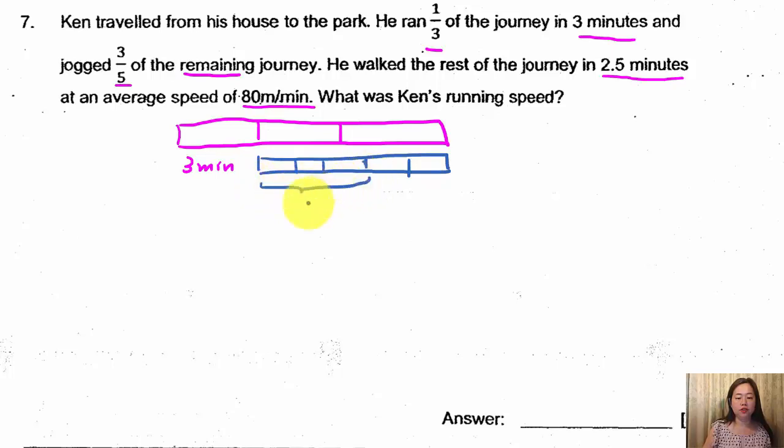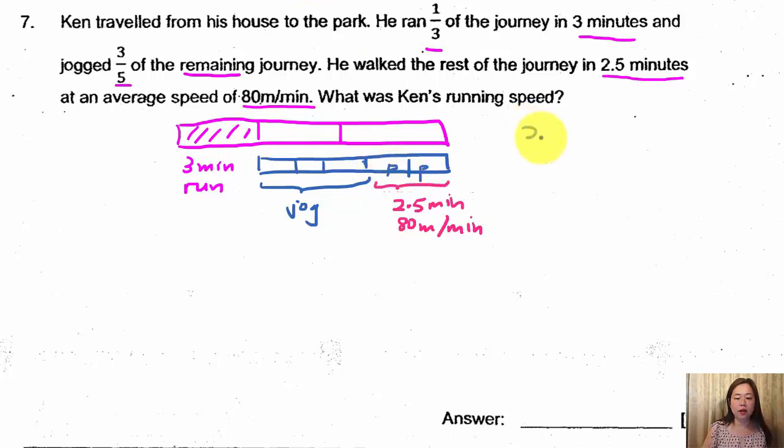So this is his jogging distance. And finally, he walked 2.5 minutes at an average speed of 80 meters per minute. So in order to find his running speed, which is here, we really need to know the distance that is represented here. So in order to do that, let's call this part.